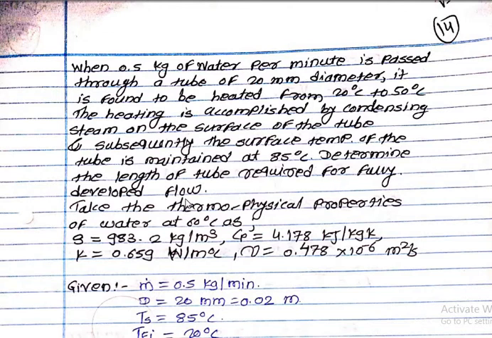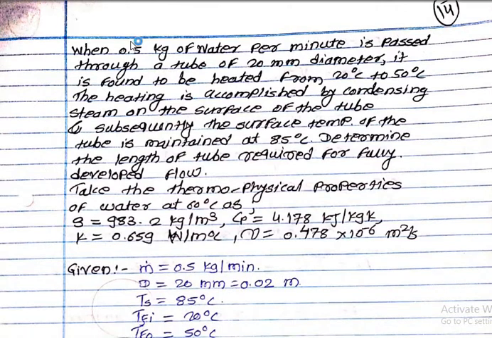So here we have to find out the length of tube at which the flow of the fluid becomes fully developed. The thermophysical properties of water are provided. Rho is equal to 983.2 kg per meter cube. Cp is equal to 4.178 kilojoule per kg Kelvin. Thermal conductivity K is equal to 0.659 watt per meter degree Celsius, and kinematic viscosity nu is equal to 0.478 into 10 raised to minus 6 meter square per second.